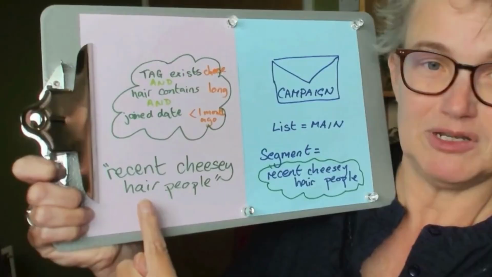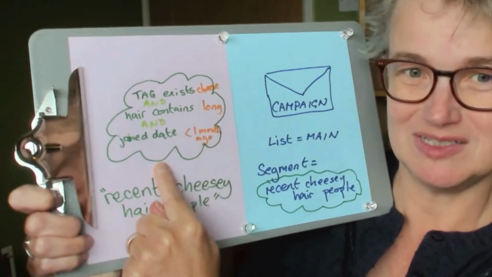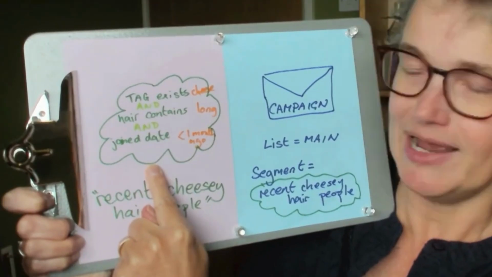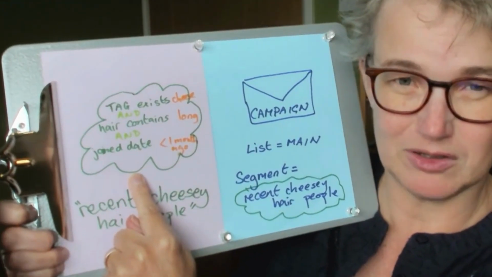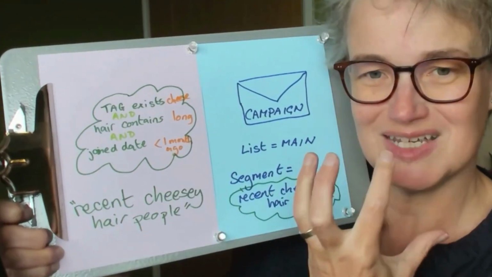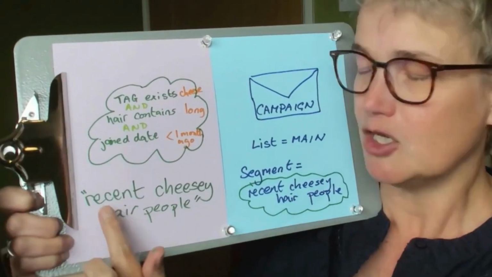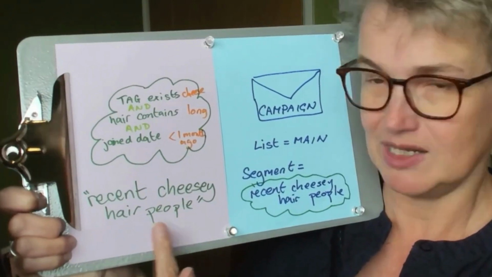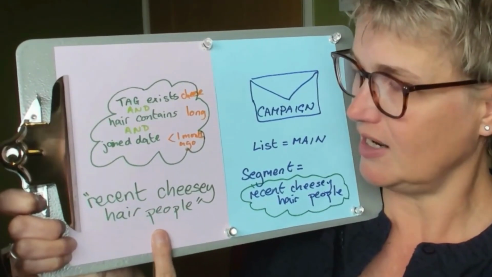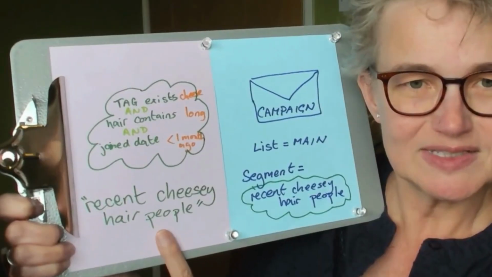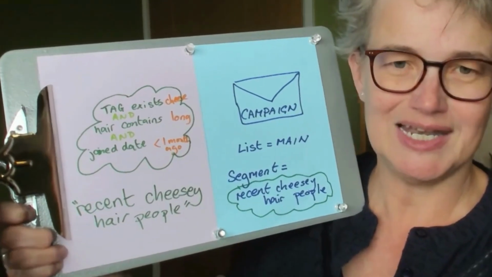Now, segment names. If I were building this segment to find my people who like cheese, have long hair, and joined my membership less than a month ago, I'm not going to use that whole big sentence because that's too many words. It's going to be really hard to find it. So I want to use a shorter version of it and keep it as simple and descriptive as I can. So for this one, I might use recent cheesy long hair people. Once that segment is saved, it appears in a list of your segments.